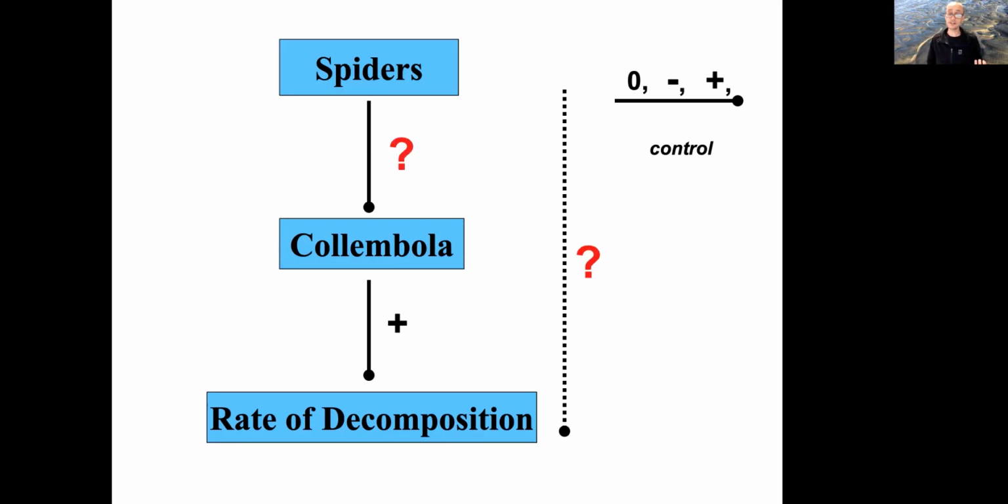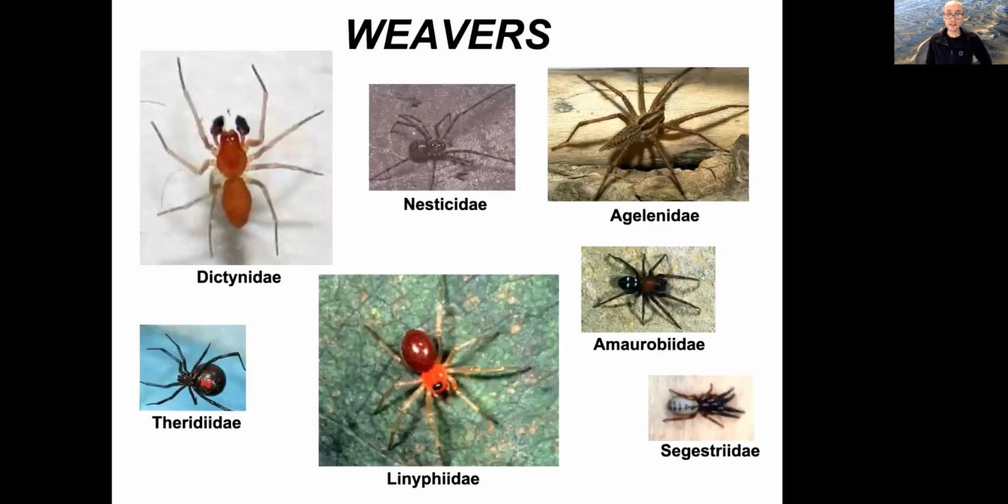So the real question is: is this true? We know that collembola affect the rate of decomposition. Is it true that spiders could have this negative and indirect effect on the rate of decomposition through their action on the collembola? So who are these spiders?